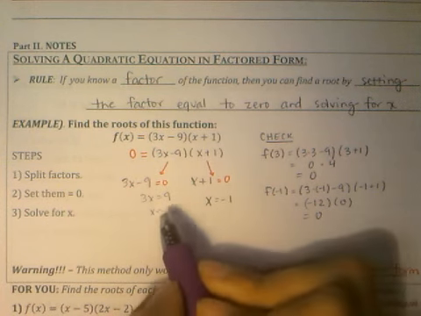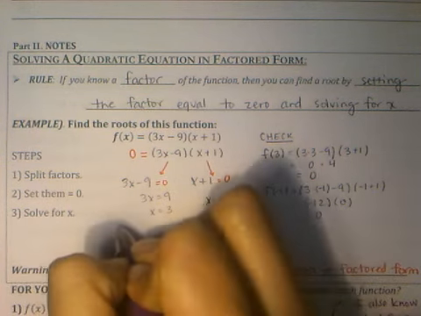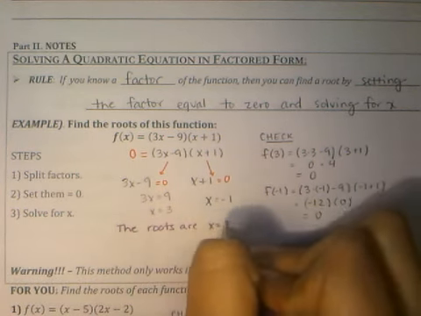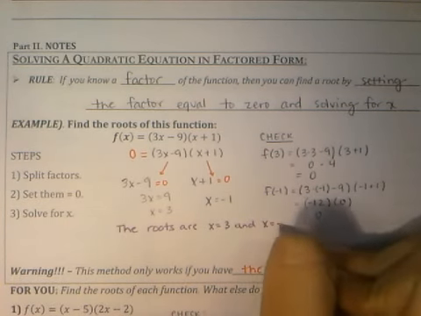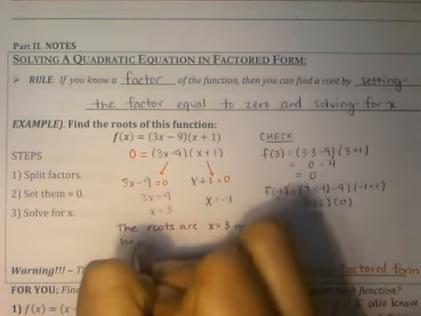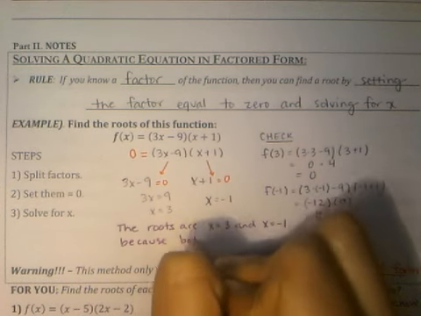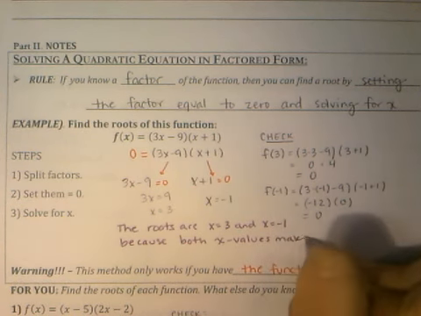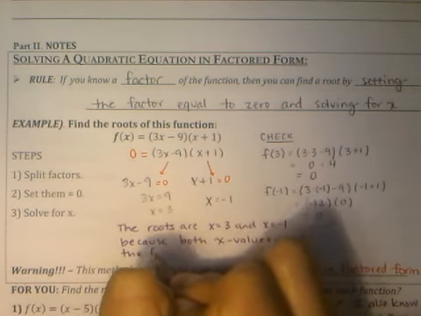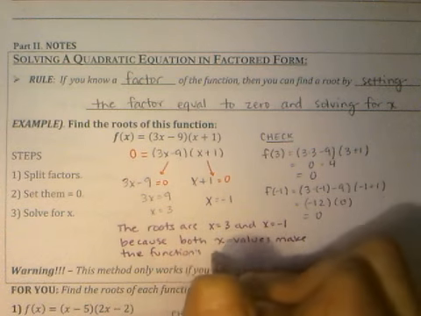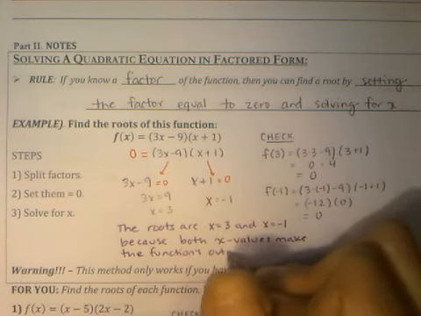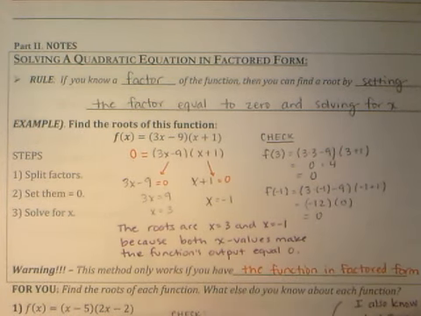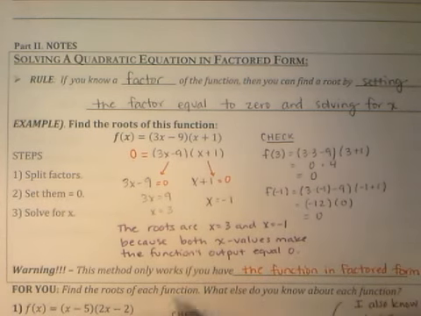To write your answer, you will just write both x values. The roots are x equals 3 and x equals negative 1 because both x values make the function's output, or you could say y value if you like, equal 0. This is quite a simple process, just splitting and solving.